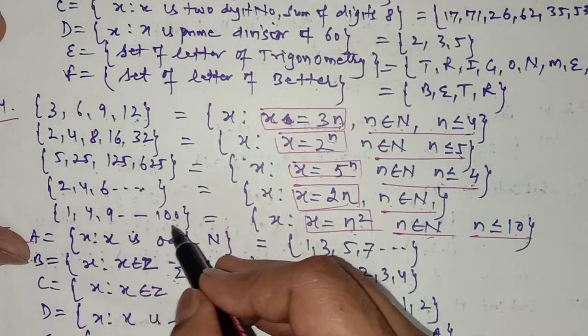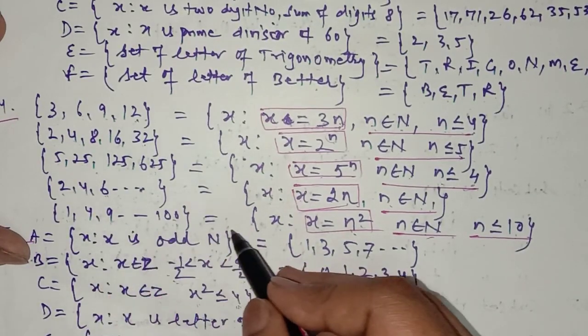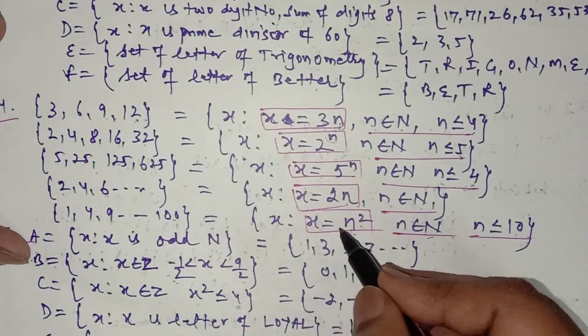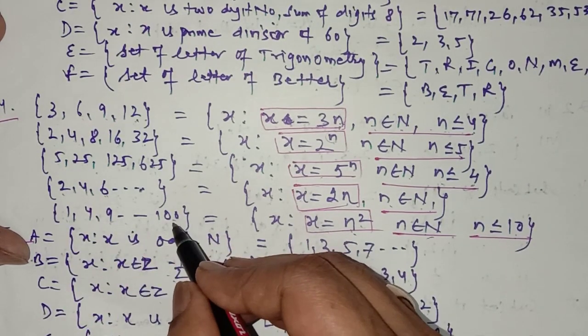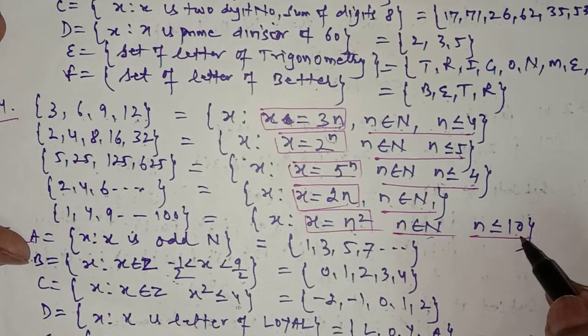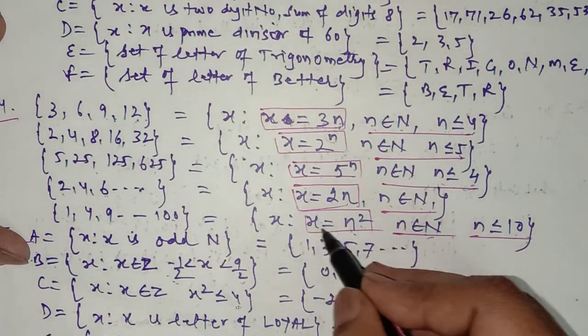Then we have 1, 4, 9 up to 100. It is the square of the first n natural numbers. Then we can write x such that x is equal to n square, because it is 1 square, 2 square, 3 square, and the last number is 10 square. So n is less than or equal to 10, and there is a limitation in it. The squares of the first 10 natural numbers.